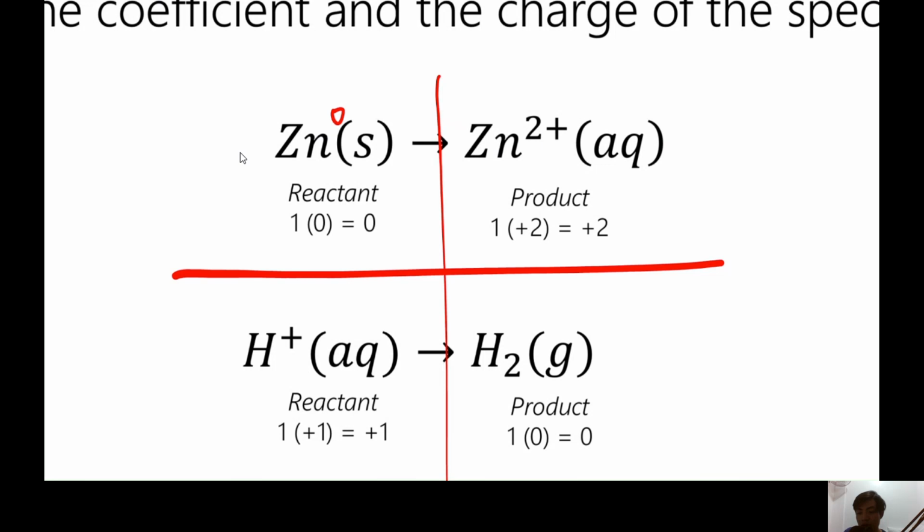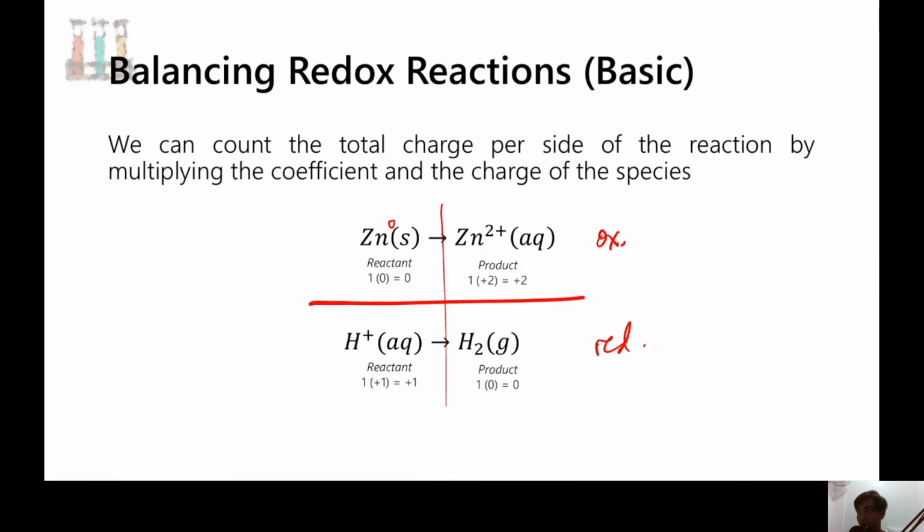So, for the oxidation reaction, the left side has a total charge of 0. The right side has a total charge of positive 2. So, let's do the reduction. In the reduction, it's the same process. That's coefficient times the charge. So, this is 1 times positive 1, which is 1. Then 1 times 0, since the oxidation number of hydrogen is 0. So that's 0. So we got the total charge of both sides of the equation.